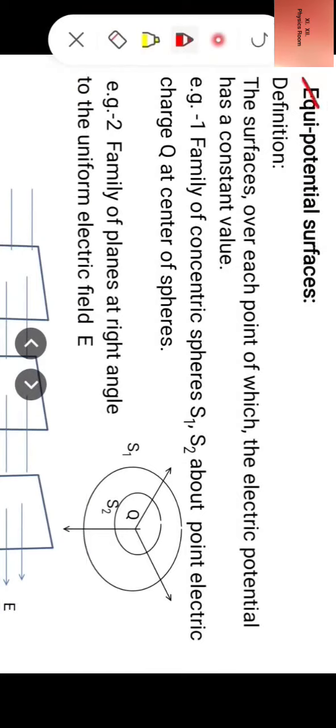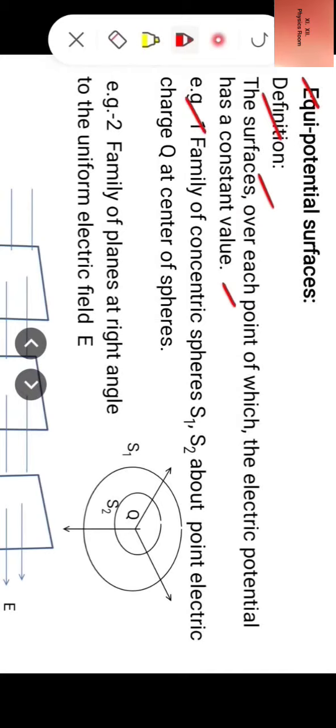Equipotential surfaces. Now the definition of equipotential surfaces: the surfaces over each point of which the electric potential has a constant value. I repeat, the surfaces over each point of which the electric potential has a constant value.